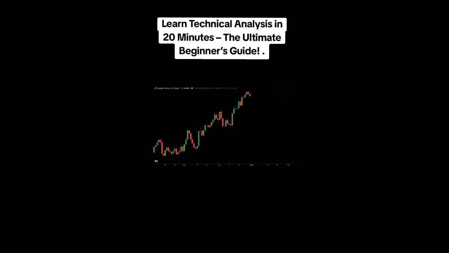An uptrend occurs when the market is making higher highs and higher lows over time. This means buyers are in control, consistently pushing prices up. The movement in an uptrend isn't a straight line. Price moves in waves, creating a stair-step pattern.